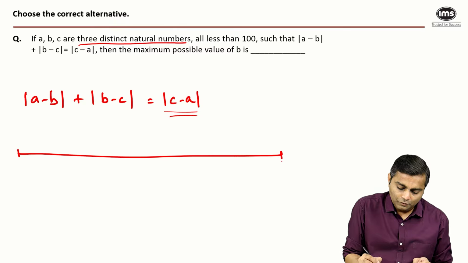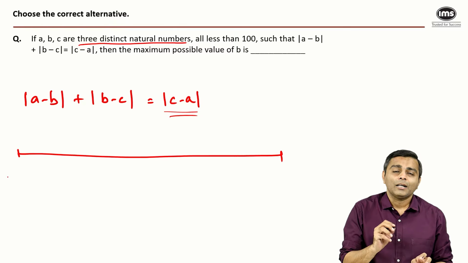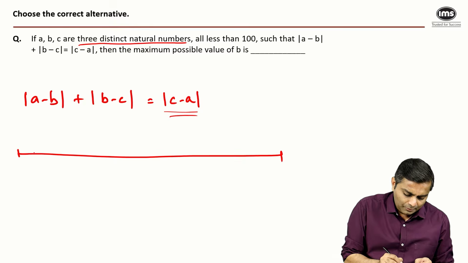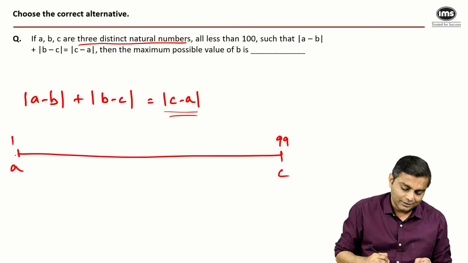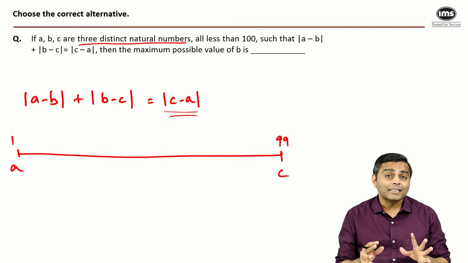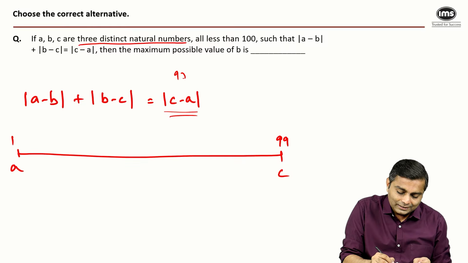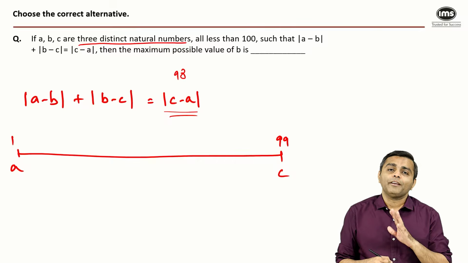If you think of this on a number line, they are all distinct natural numbers. Because I want C minus A to be maximum, I'm assuming A here and C here. They're all less than 100, which means C has to be 99 and A has to be 1. So 99 minus 1 is 98, which means the right hand side value is 98. Very, very important.